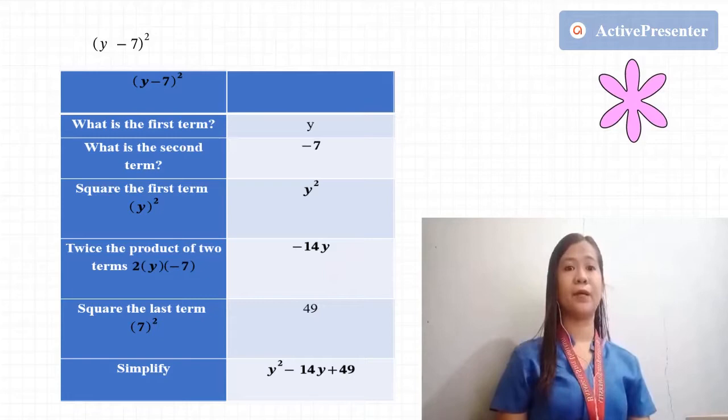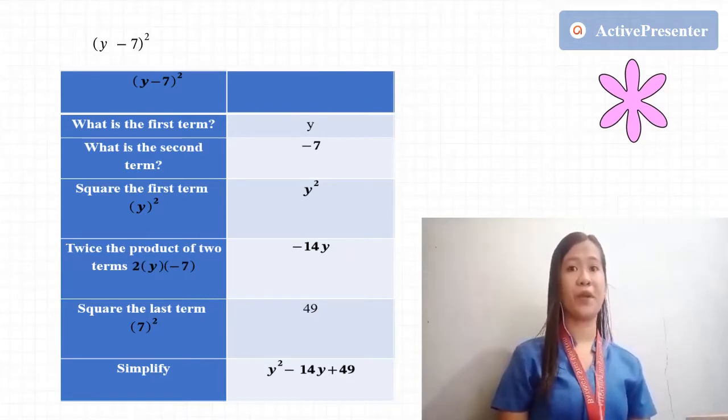Another example. We have the quantity of y minus 7 squared. What is the first term? We have y. The second term is negative 7. Don't forget the sign of the given number or expression, so we have negative 7. Then, let us find the square of the first term. So, y squared is equal to y squared.